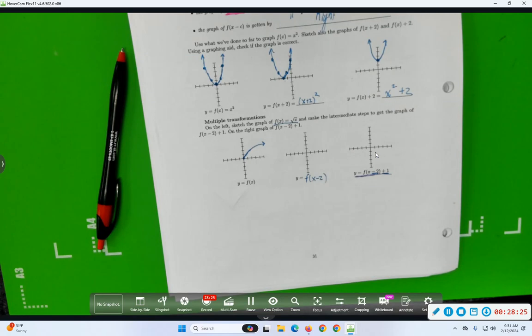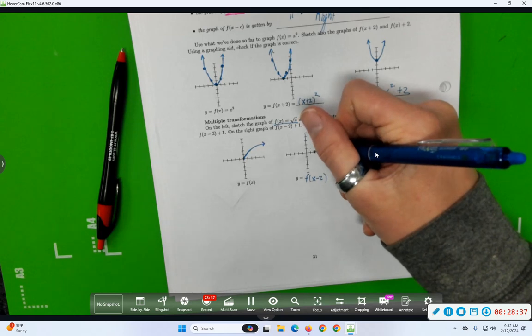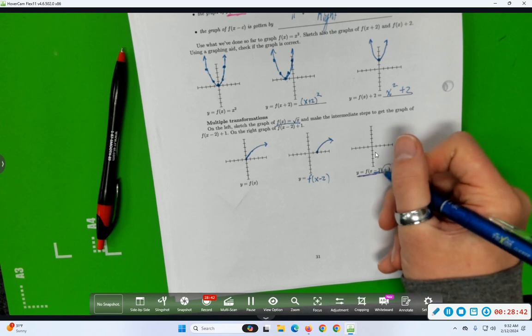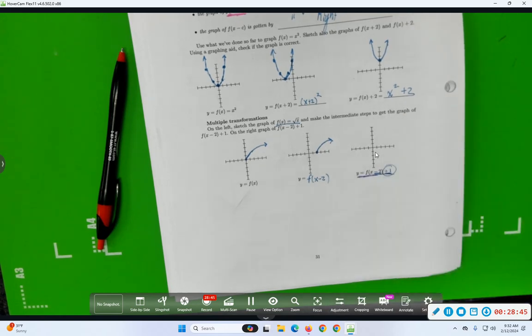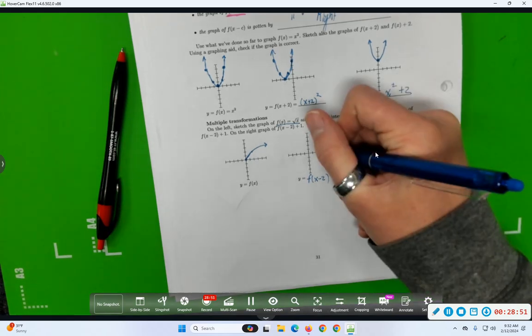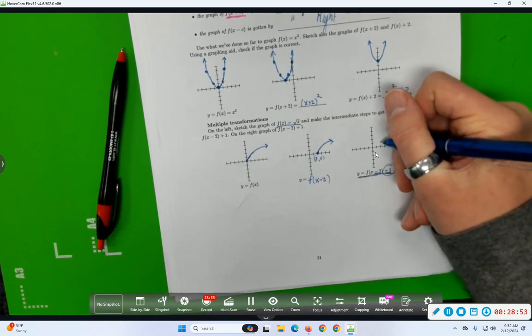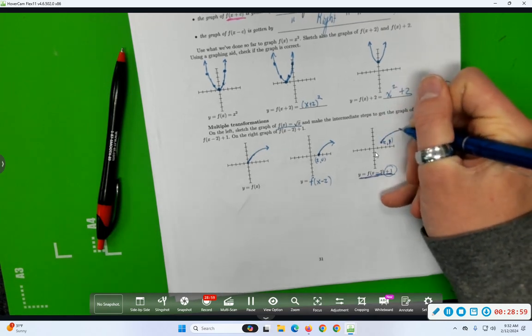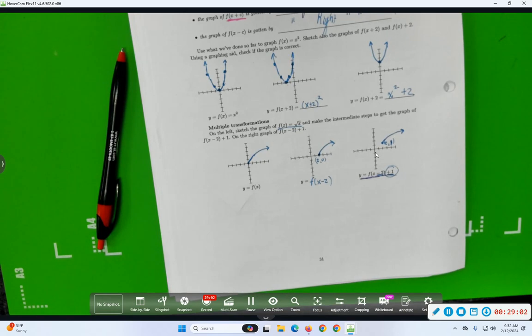All right. How do you get the graph of f of x minus 2? Go right by 2. Awesome. Cool. Now I just need to deal with the plus 1. What does that do to the graph? Up 1. So this point at 2, 0 will become a point at 2, 1. Cool.